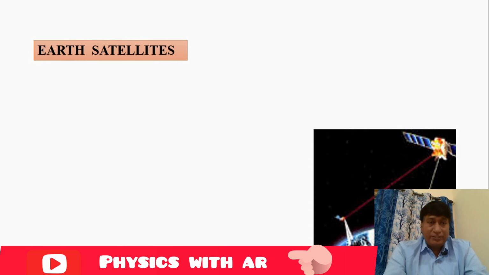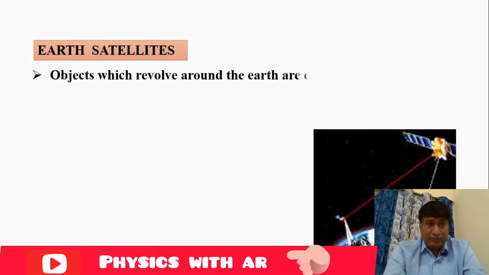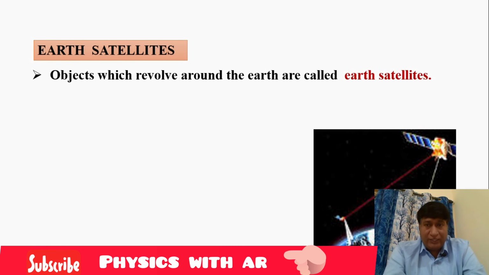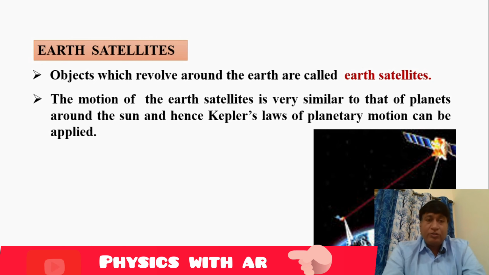Before going to discuss this, we have discussed the concept of geostationary satellites and polar satellites. Now, the satellites which revolve around the Earth can be called Earth satellites. Objects which revolve around the Earth are called Earth satellites. The motion of an Earth satellite is very similar to that of planets around the Sun. Hence, Kepler's laws of planetary motion can be applied.